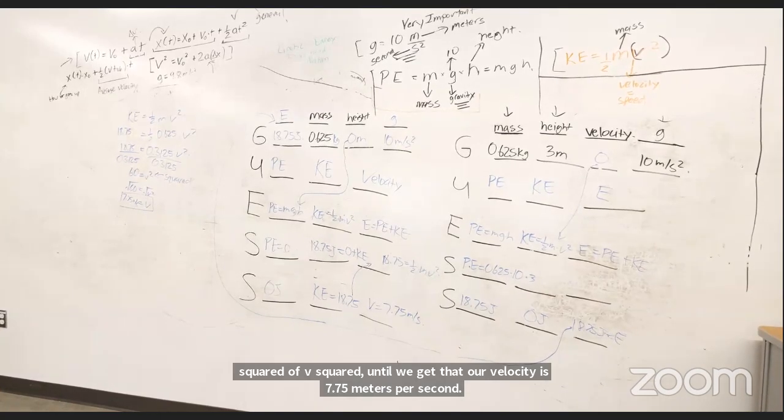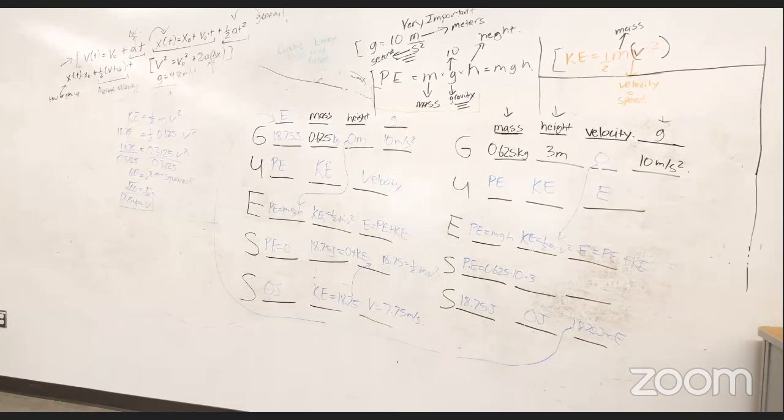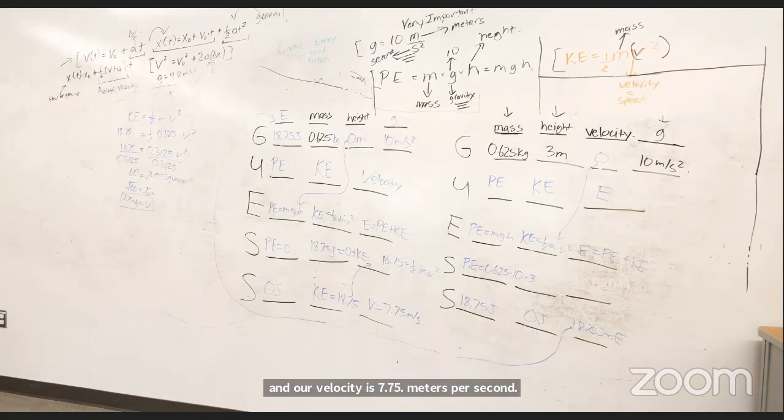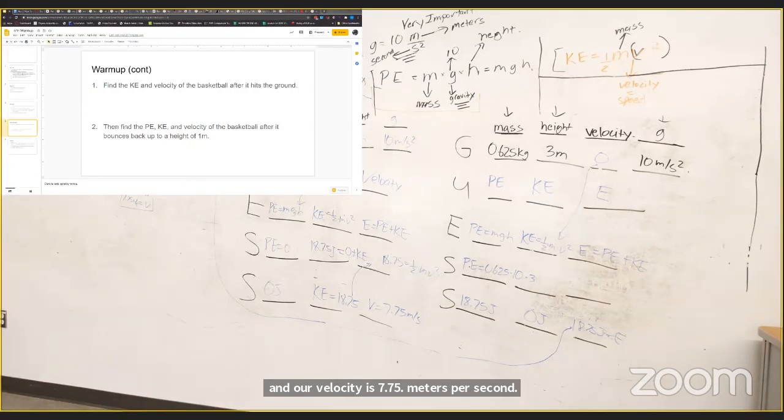Okay, so now we're going to expand this problem one more time. One more time, what? No, Mr. Who, you can't do that. No, we can't do that, and it's because we're going to do one more little problem where we continue where we picked up. Now we're going to find our potential energy, our kinetic energy, and the velocity of the basketball after it bounces back up to a height of 1 meter.